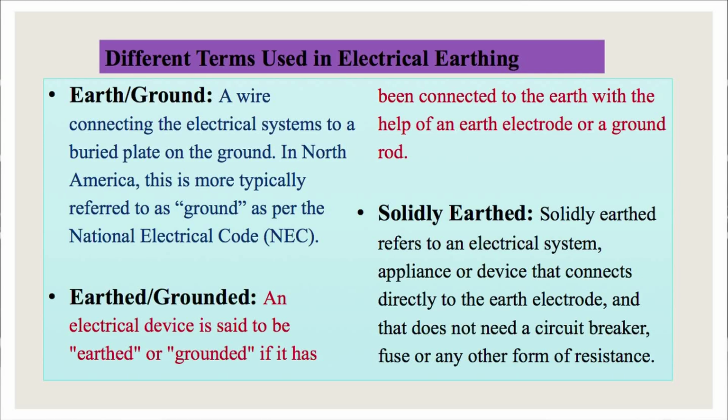Now another term very commonly used is earthed or grounded. An electrical device, appliance or wiring system is said to have been earthed or grounded if it has been connected to the earth with the help of an earth electrode or a ground rod. Another term is solidly earthed. Solidly earthed refers to an electrical system, appliance or device that connects directly to the earth electrode and doesn't need a circuit breaker such as a fuse or any other form of resistance.